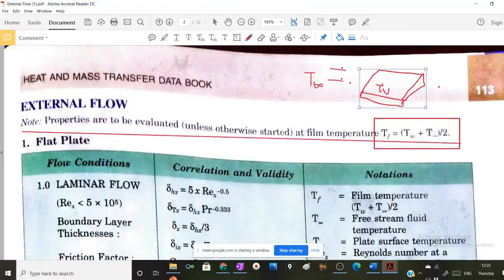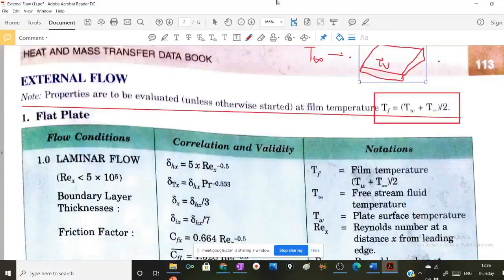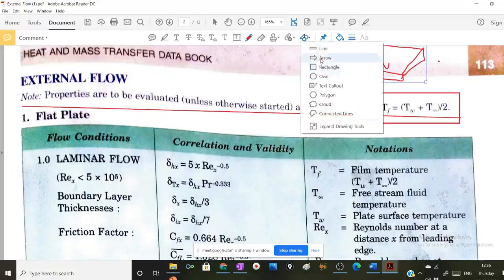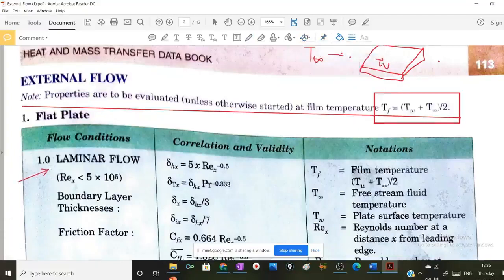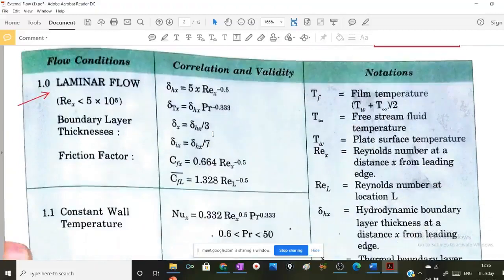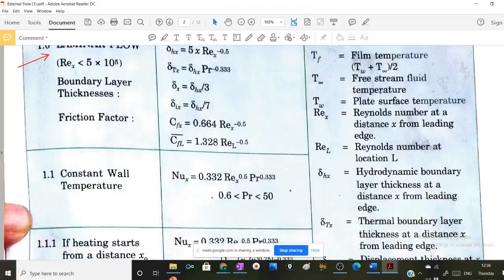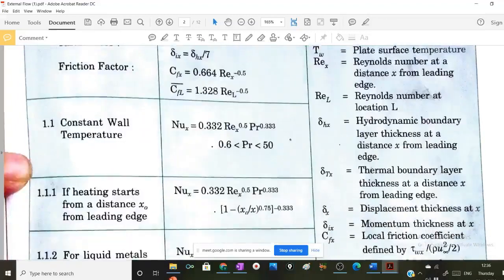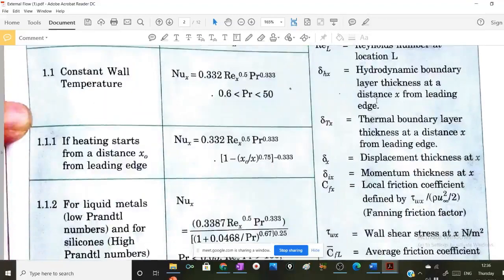Moving on further, flow over a flat plate is the simple example of external flow. Different formulae are given depending upon whether the flow is laminar, and the value of Reynolds number for laminar flow is less than 5 into 10 to the power 5. Different formulae are given in the correlations, and on the right hand side the notations are given, so you can refer to which value is what.